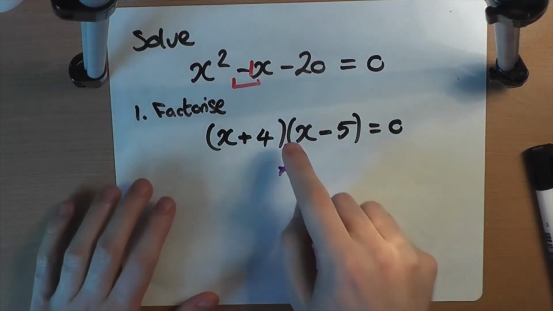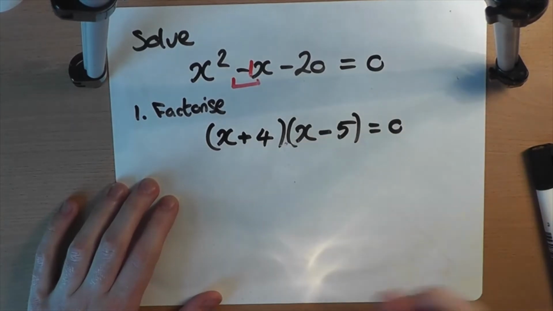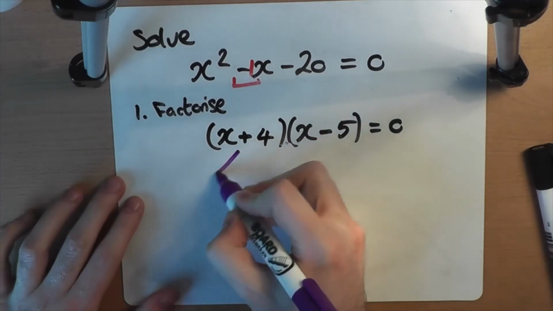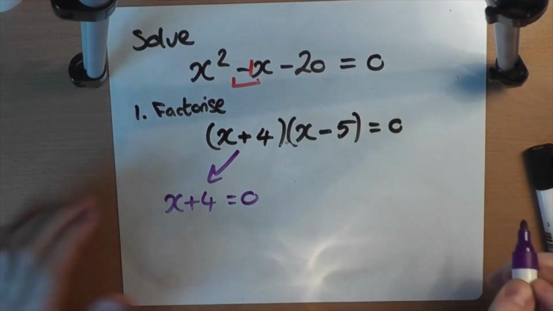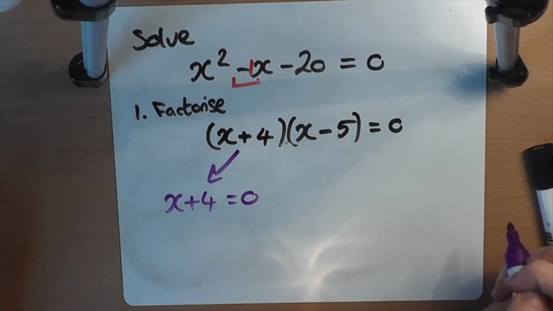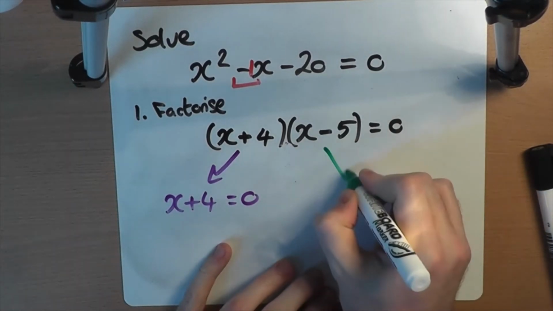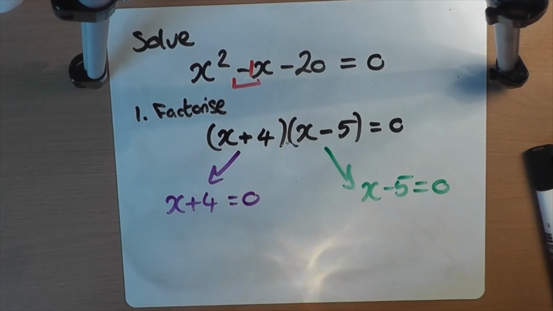The question is, which of these 2 numbers is going to be 0? Well, actually, we don't know. We have 2 possible options. Option number 1 is that this first number is equal to 0. This first bracket, x plus 4, is 0. That's the first option. Or maybe it's the second option. Maybe it's the case that this second bracket is equal to 0. Let's see where it goes, let's see what happens.